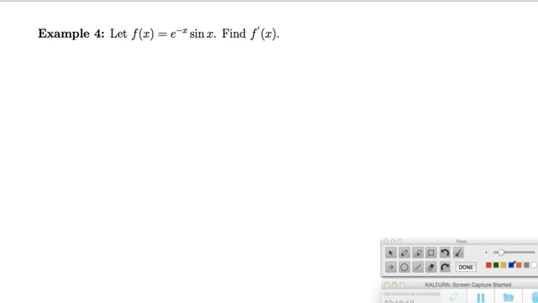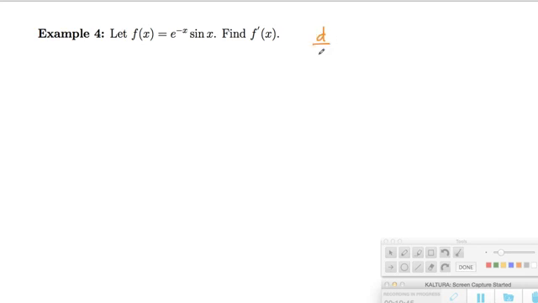Now here, notice that we've got a slightly different situation. We've got a product. This is e to the negative x times sine of x, which means we're going to have to use the product rule here. If it had been e to the negative x plus sine of x, we wouldn't have had to do that. But before we jump into the product rule, let's recall a couple of the derivatives here.